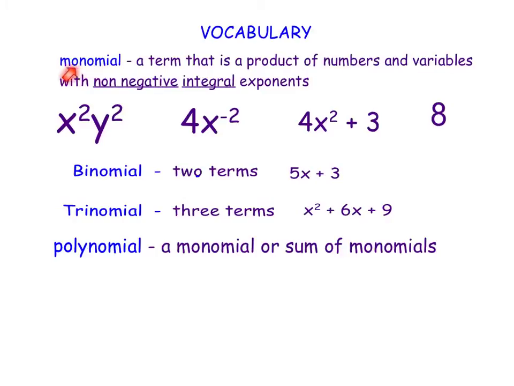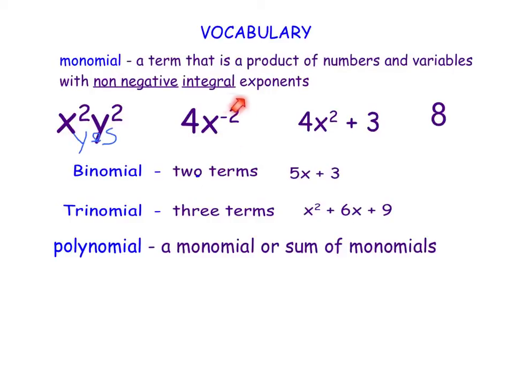Remember, monomial, mono means one. That's a term that is a product of numbers and variables with a non-negative integral exponent. In other words, it can't be negative and it has to be a whole number. It cannot be a fraction. So this doesn't have any addition or subtraction. It's a multiplication problem, and looking at the exponents, they're not negative and they're not fractions, so this would be a monomial. So yes, this is one.